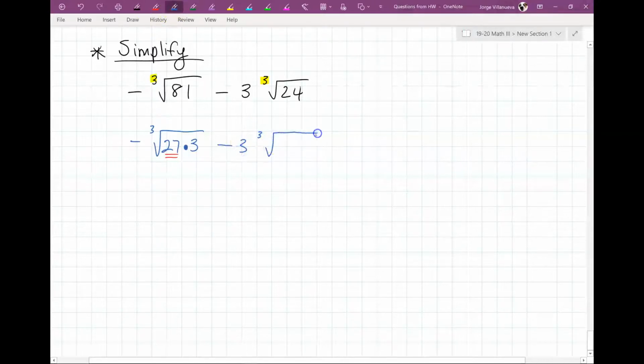Now with 24, I got to think of two numbers that multiply together that give me 24, but one of them has to have a nice cubed root. Well, I'll use 8 times 3 because 8 has a nice cubed root. So from there, I'm just going to start simplifying. So the 27 is going to go out for this one. Okay, so it's going to be minus 3 cubed root of 3. Okay, because this is going to stay. Okay, and then minus the 8 is going to come out as a 2. So that's going to be a 3 times 2 cubed root of 3.